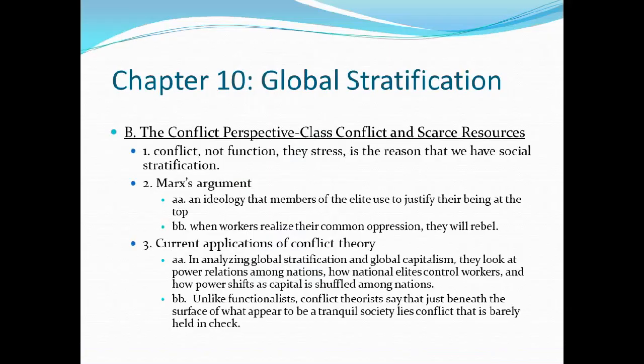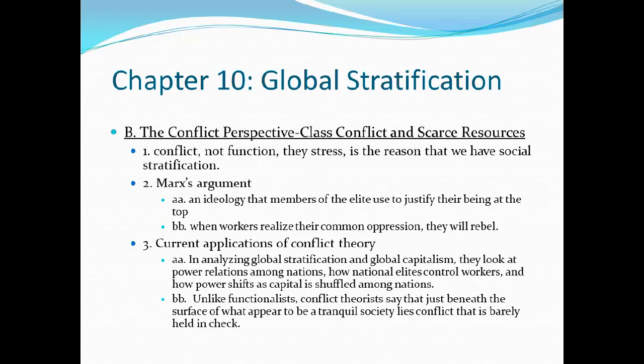So let's look at global stratification and the conflict perspective. Got to get to my theories, you all know me. For all my exams, it's always going to be these three main theories. Conflict perspective: class conflict and scarce resources. There are limited resources. Conflict, not function, they stress, is the reason that we have social stratification.